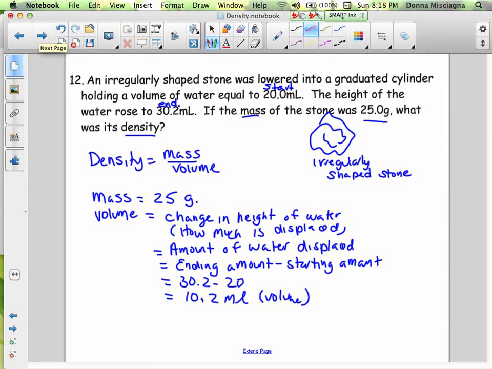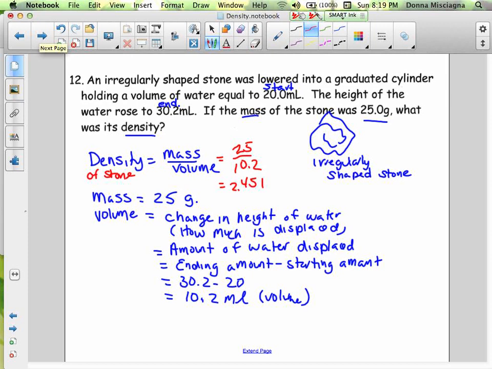identify the right values. Right, so the density of the stone, the mass is 25, the volume is 10.2, and so that would be 2.451. I'm going to round up. It was, on the calculator, 2.451.